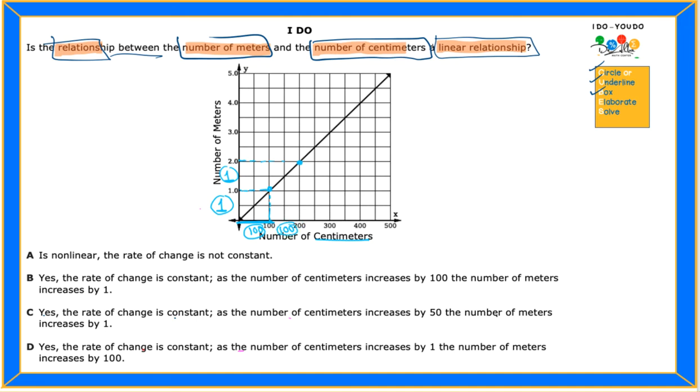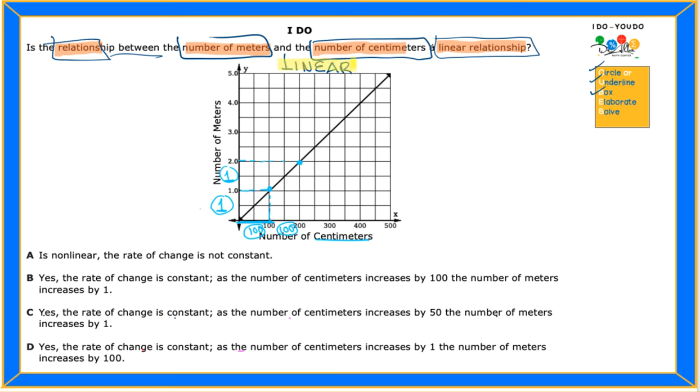So you see, the same amount that we are changing on the x-axis, we are changing on the y-axis. That's why this graph looks like just one connected straight line. So this is an example of linear. This is definitely a linear relationship.